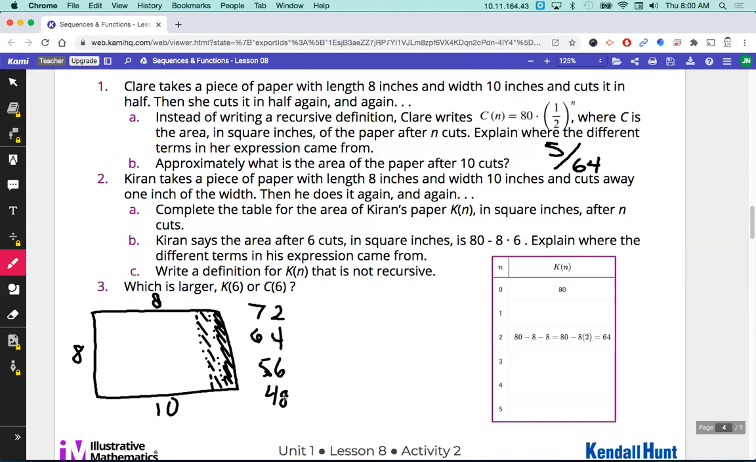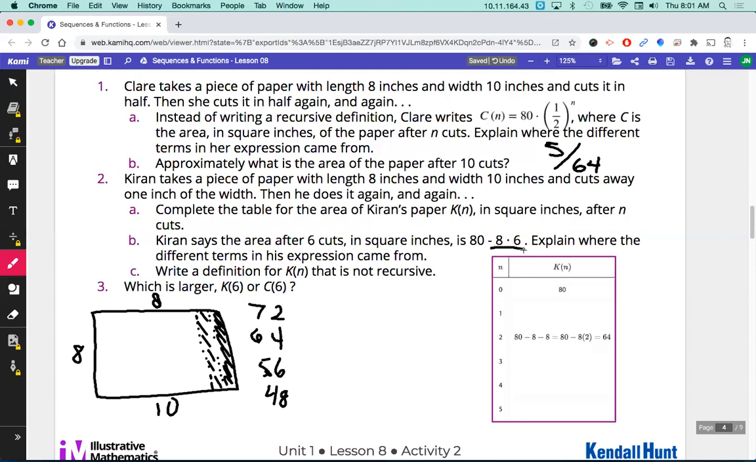Kieran says the area after 6 cuts in square inches is 80 minus 8 times 6. Explain where the different terms in this expression came from. Now, 8 times 6, the reason why is because we're taking 8 each time. After 6 cuts, it's going to be minus 8, minus 8, minus 8, minus 8. Or we're subtracting 8 6 times. So we can multiply 8 times 6 to get that same amount that we're subtracting, right? So that's where Kieran came up with that 8 times 6.